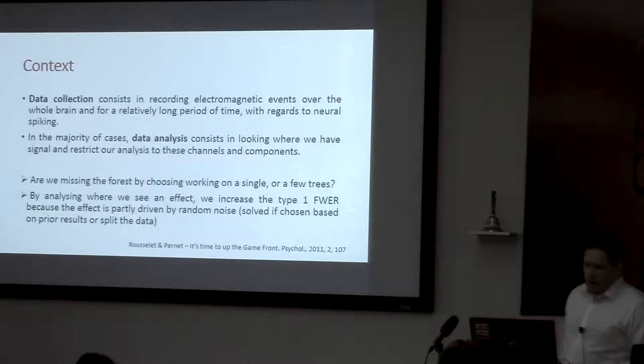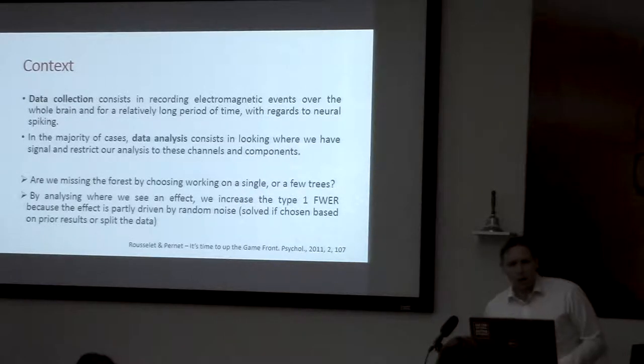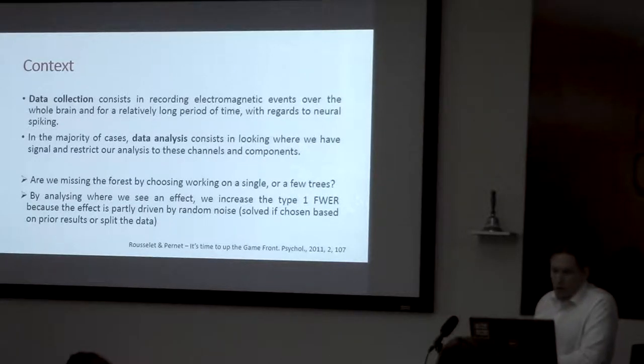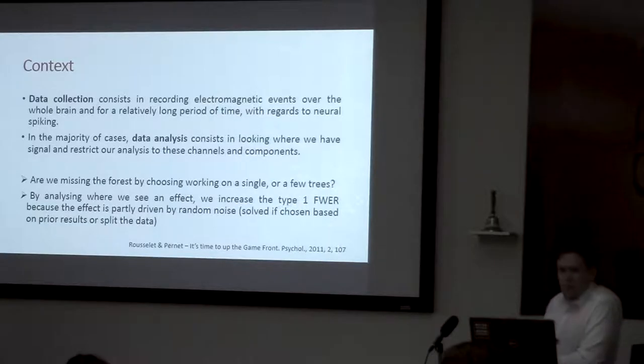So what's the context? For which reason did we start to look into modeling EEG data this way? Well, in terms of data collection, most of the time we've got loads of data. But events are coming from all the brain for plenty of electrodes, over relatively long periods of time, at least with regards to neural spiking. And most of the time we look where we see some signal and we do some simple analysis on a few channels or components. So the question was simply to say, well, maybe we are missing the forest because we just look at a given data point and we measure a peak or something like this.